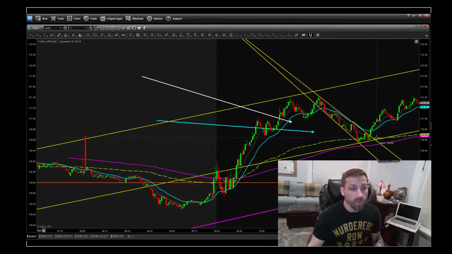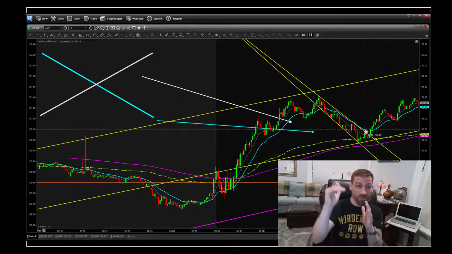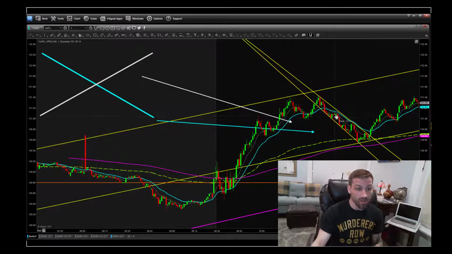So look at what happens when it crosses back above. The moving averages are acting as resistance here. It taps, it can't get through. Taps, it can't get through. It even taps the 9 right here, and it just can't get through.